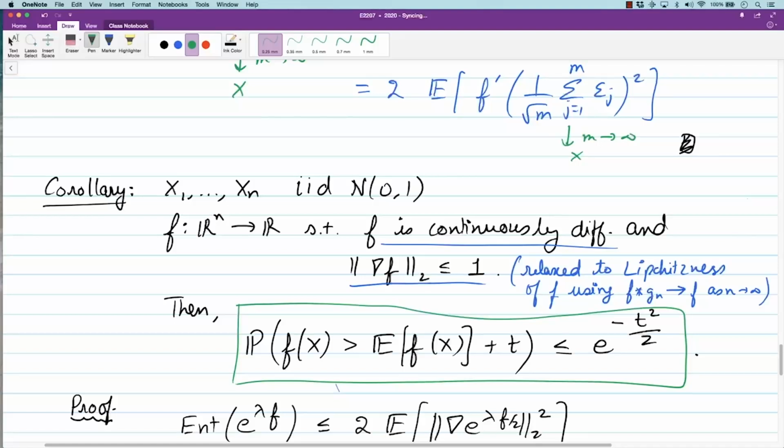In the next week, I'll give 2 more, final lectures on this entropy method, where I'll extend beyond just Gaussian random variables or binary random variables to arbitrary random variables, and establish the so-called modified Log-Sobolev inequality, which will give similar bounds for general random variables, and not necessarily just smooth functions or Lipschitz functions of Gaussian random variables. That's what we will see in the next lecture.